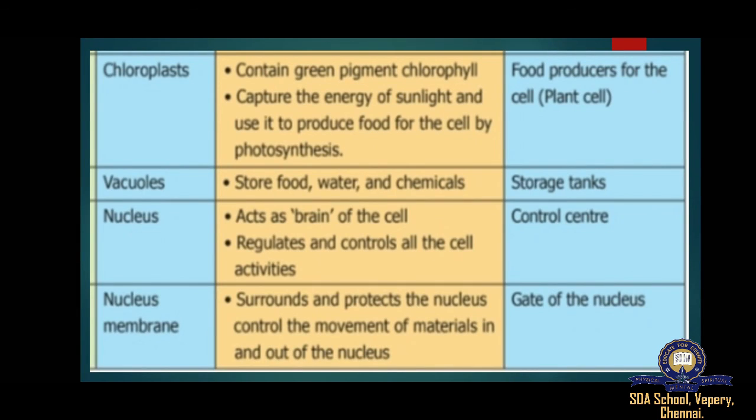Next one, vacuoles. Vacuoles arise from the endoplasmic reticulum, are surrounded by tonoplast, and are filled with cell sap. Function: store cell sap, which may be liquid or solid, food, or toxic byproducts.